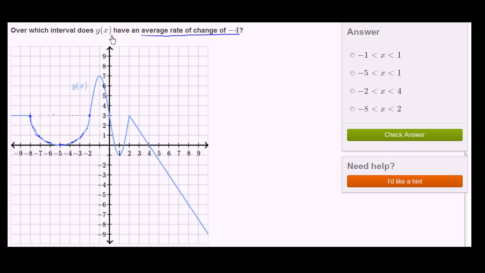So another way of asking, over which interval does y of x have an average rate of change of -4, is, can you come up with an interval where the slope between the endpoints of the interval is -4? So let's see the choices they give us.